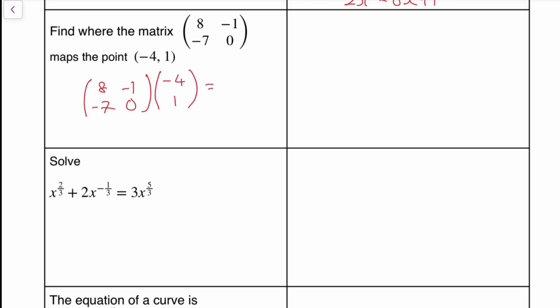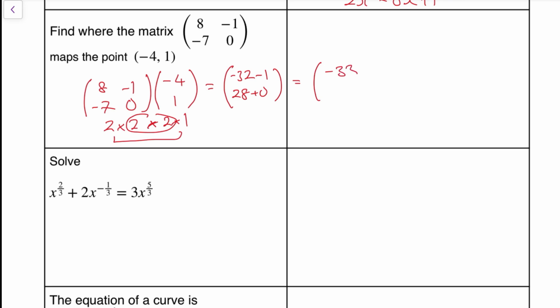Now, I know it's going to work, but just to say it out loud anyway, that's a 2 by 2, and that's a 2 by 1, because there's 2 rows and 1 column. These are the same, so therefore I can multiply them. And this is my new matrix, which is a 2 by 1. So in other words, I'm going to have 2 rows in my new matrix. 8 times minus 4 is minus 32. Minus 1 times 1 is minus 1. Minus 7 times minus 4 is plus 28. And 0 times anything is 0. So in other words, my final answer is going to be minus 33 and 28.